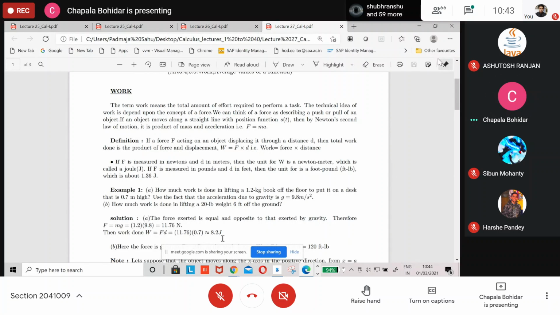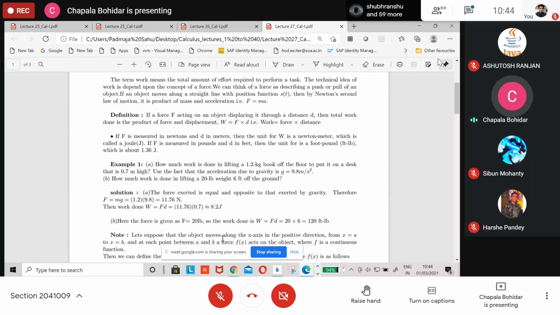Okay, that is example 1. Now the second one: how much work is done in lifting a 20-pound weight 6 feet off the ground? So F is equal to 20 pounds, the weight is given. The distance is given as 6 feet. So work is equal to F into D, that is foot-pounds.